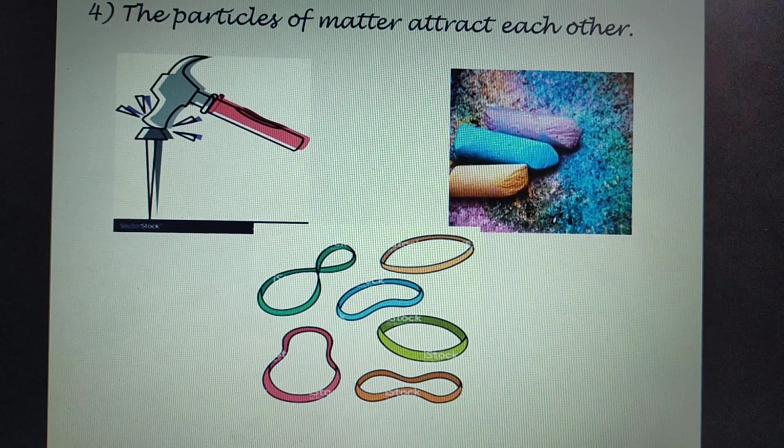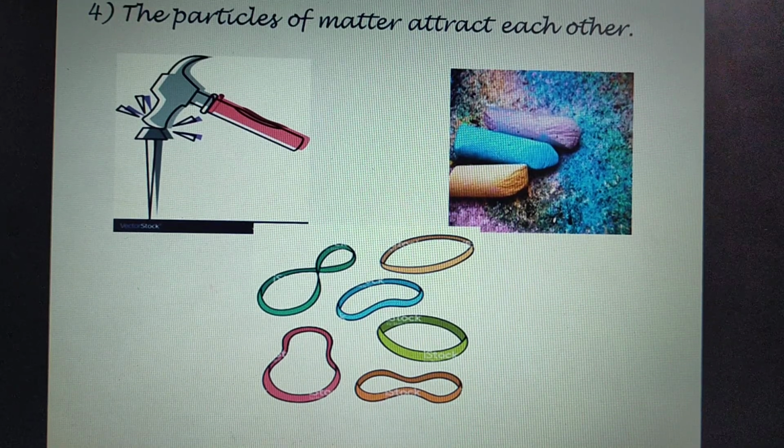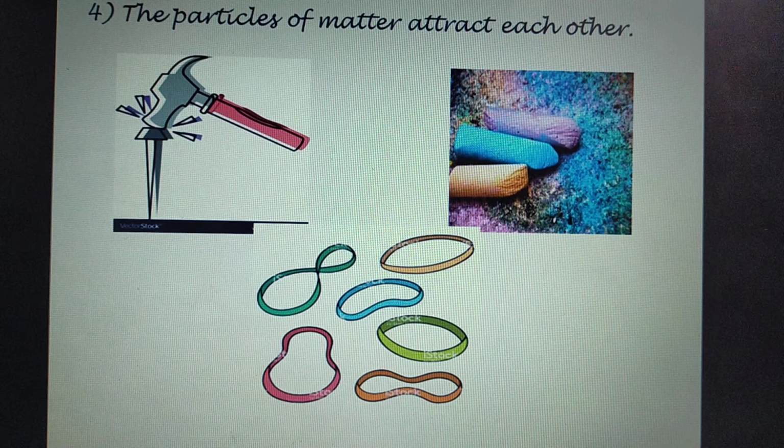The fourth physical property is that the particles of matter attract each other. In this activity, you take an iron nail, a stick of chalk and a small piece of rubber band or a whole rubber band. Strike each of them separately with a hammer. You will observe that the stick of chalk gets broken to pieces easily. The rubber band does not break so easily, but it is most difficult to break the iron nail.